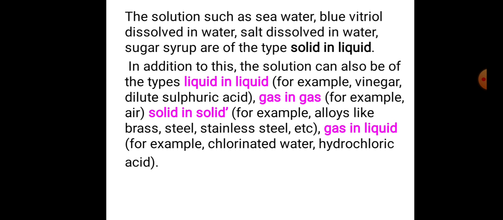In addition to this, solution can also be of the type liquid in liquid. For example, vinegar, dilute sulfuric acid. So these are examples of liquid in liquid. Sometimes solutions can be prepared by gas in gas. For example, air. Air is a homogeneous mixture of several gases. Solid in solid. For example, alloys like brass, steel, stainless steel. These alloys are examples of solid mixed in solid.